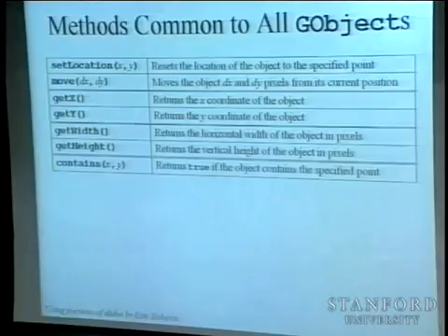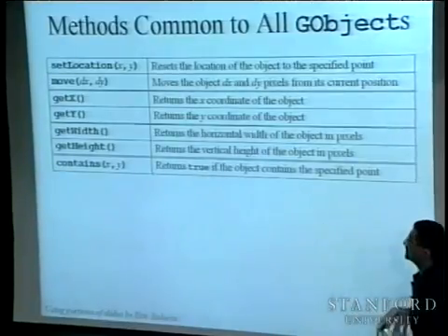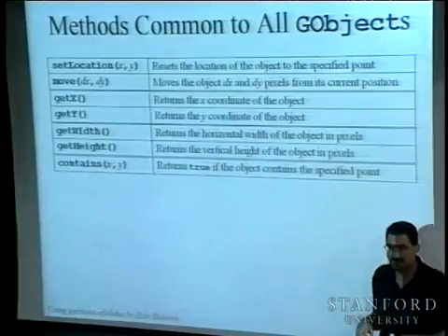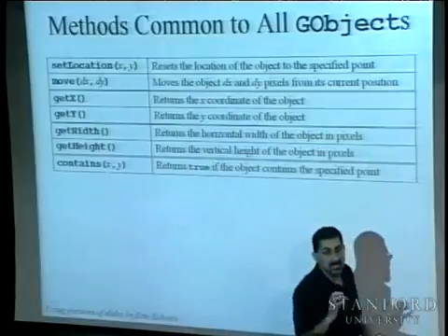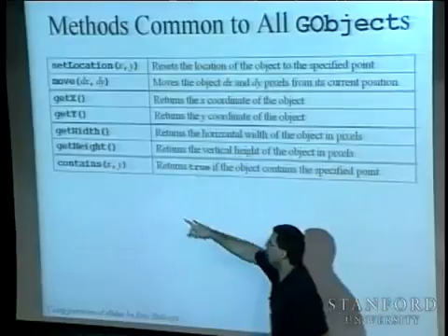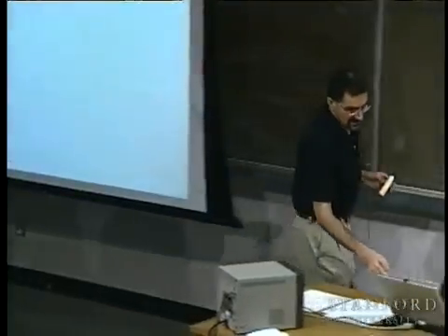Contains, which is also kind of similar to get element at, but a little bit different. It actually returns true or false. It basically returns true if an object contains the specified point. So this is a method you call on a particular object. So you can tell some rectangle, hey, do you contain this point? And it'll say yes or no, true or false, if it actually contains that point.